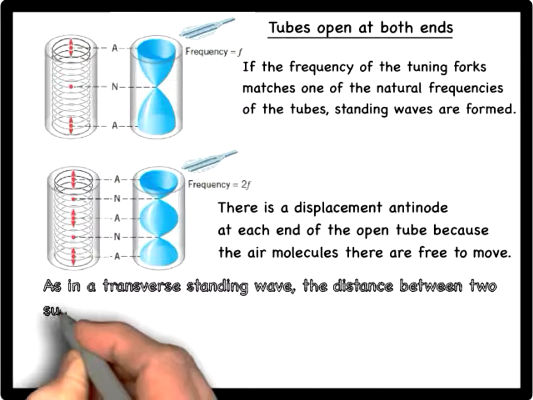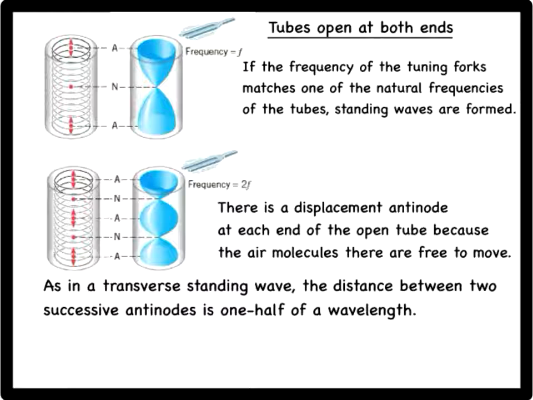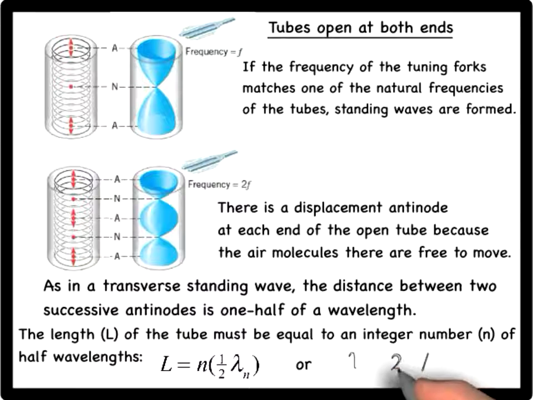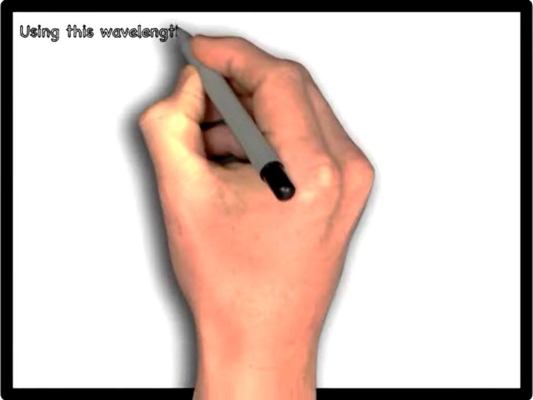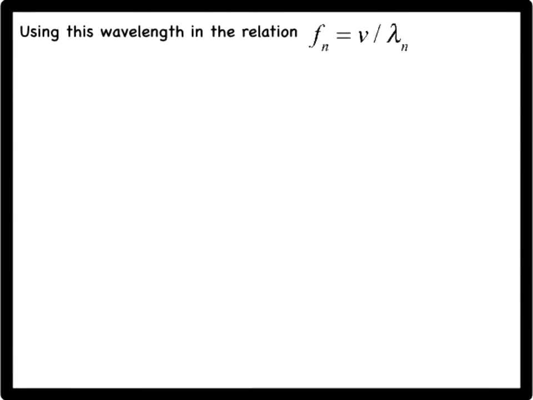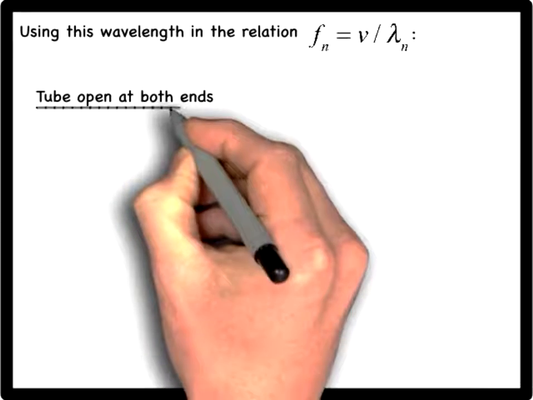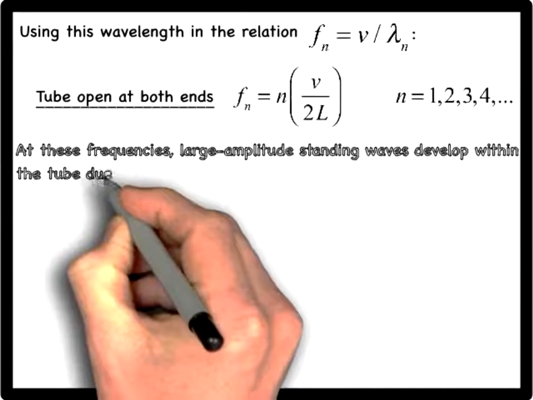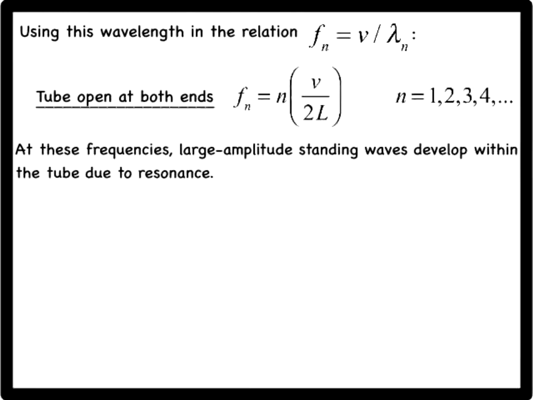As in a transverse standing wave, the distance between two successive antinodes is 1/2 of a wavelength, so the length L of the tube must be an integer number n of half wavelengths. L is equal to n times 1/2 λn, or λn equals 2L over n. Using this wavelength in the relation fn equals v over λn shows that the natural frequencies fn of the tube are given by the following, where n is an integer. At these frequencies, large amplitude standing waves develop within the tube due to resonance, which is exactly the condition you would want in a wind instrument.